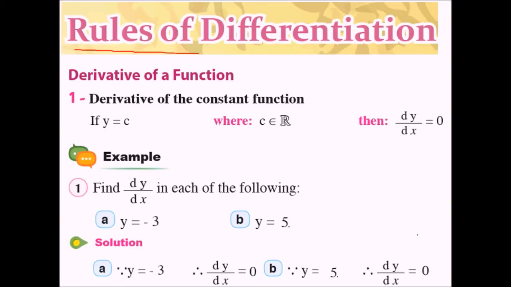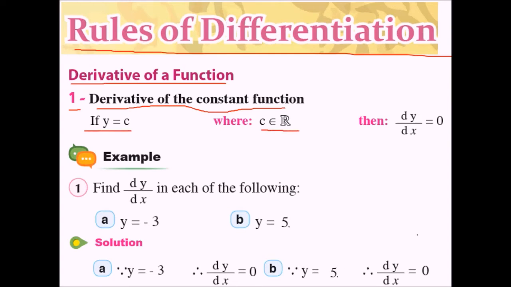Rules of differentiation. Derivative of a function. 1. Derivative of the constant function. If y is equal to c, where c belongs to R, then dy by dx is equal 0.